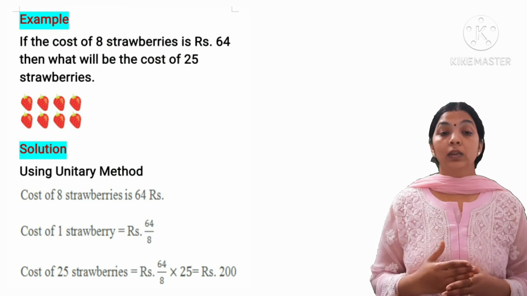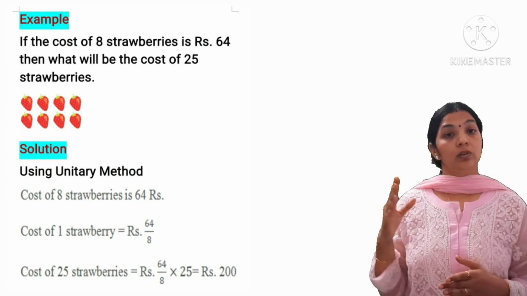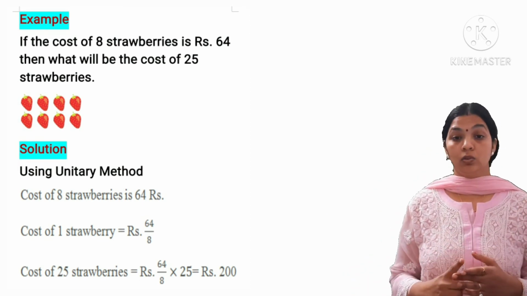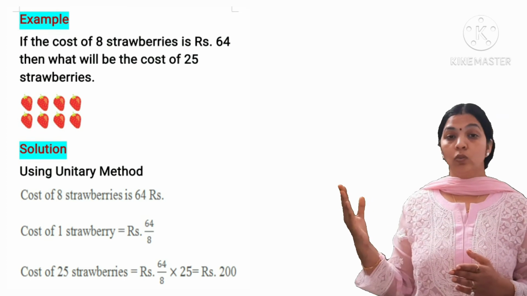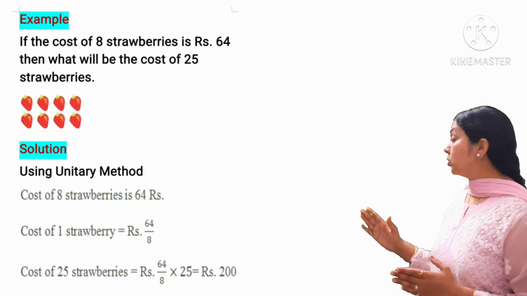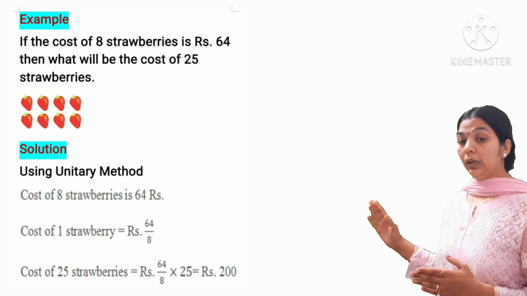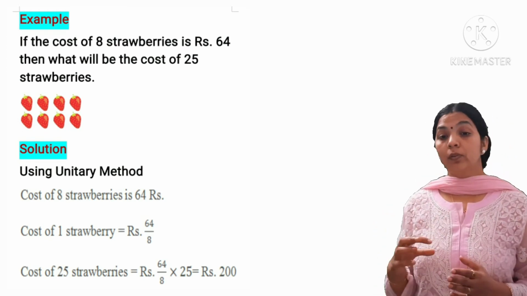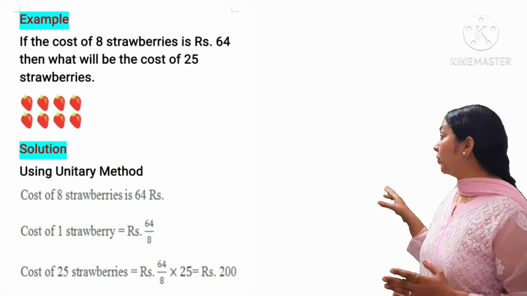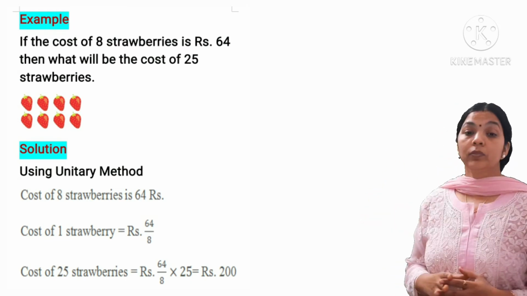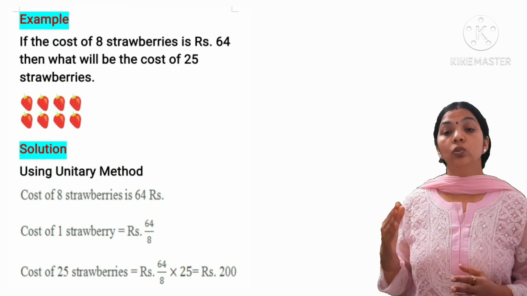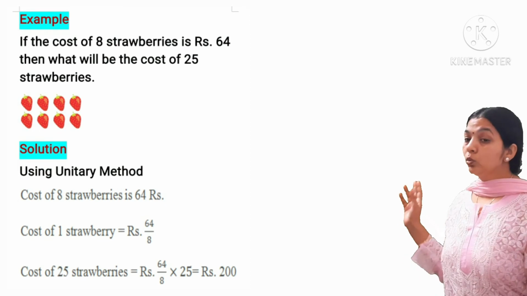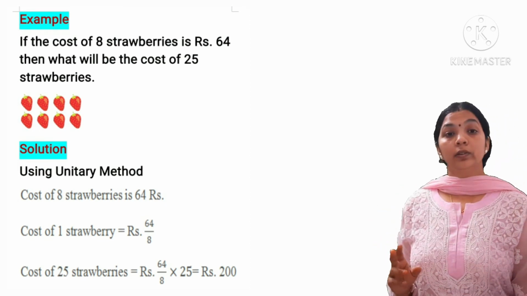So here, what is given? Cost of 8 strawberries is equal to 64. So to calculate the cost of one strawberry, we have to divide 64 upon 8. So the cost of one strawberry would be 64 upon 8. Now to calculate the cost of 25 strawberries, we will multiply the cost of one strawberry with 25. So 64 upon 8 into 25 is equal to 200. So the cost of 25 strawberries will be 200. So this is the unitary method.